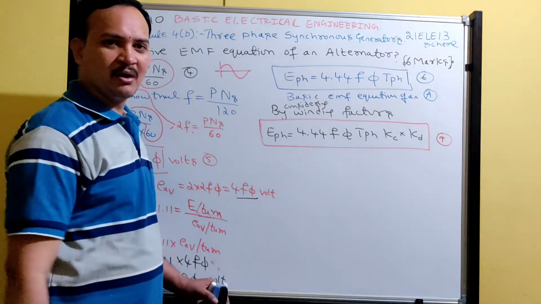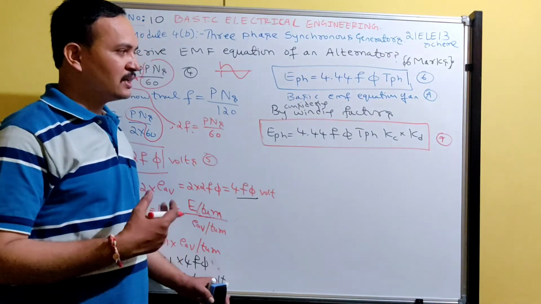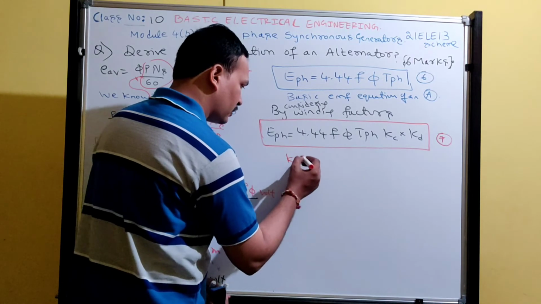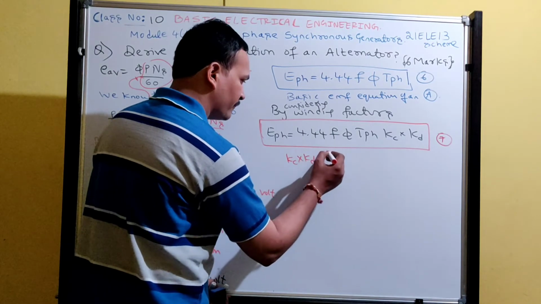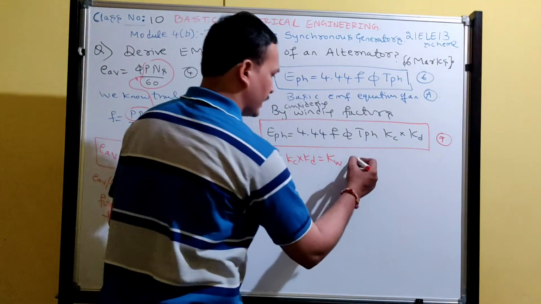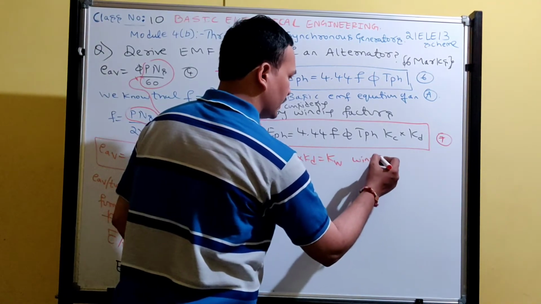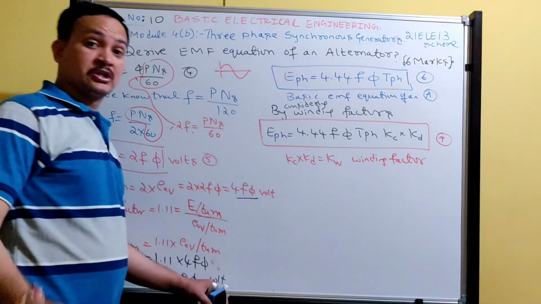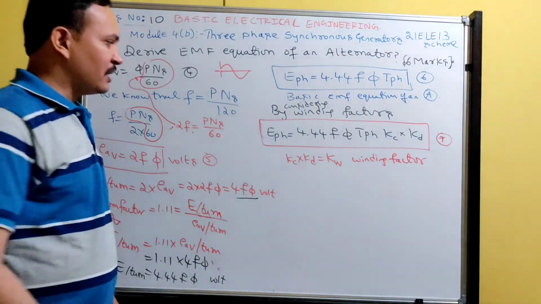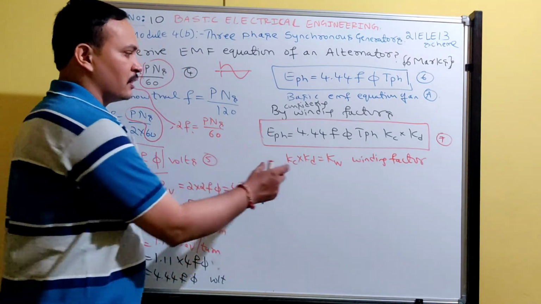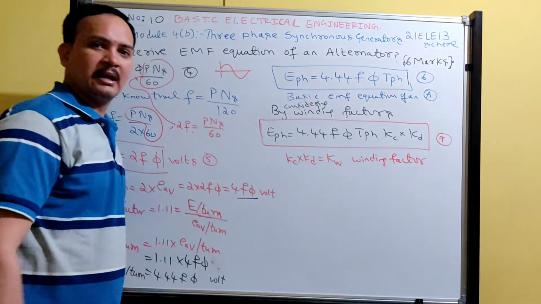Very easy to remember, no? 4.44 F phi TPH Kc Kd. The product of Kc and Kd is nothing but the winding factor Kw. In problems they may specify that the winding factor is 0.97. Then you need not calculate Kc and Kd. Directly take the value given in the data itself.